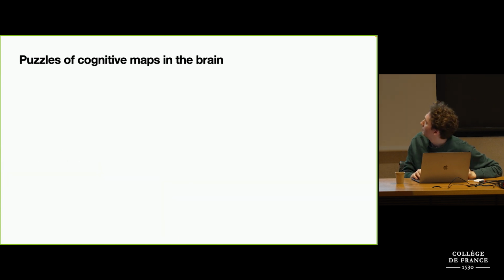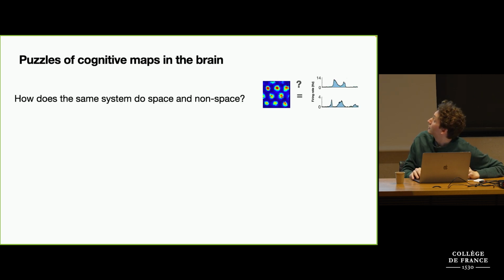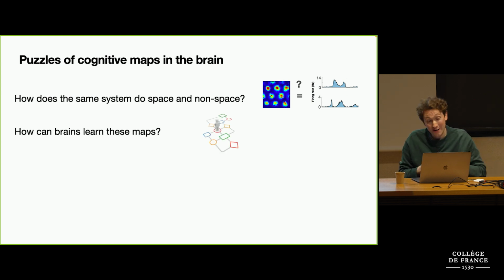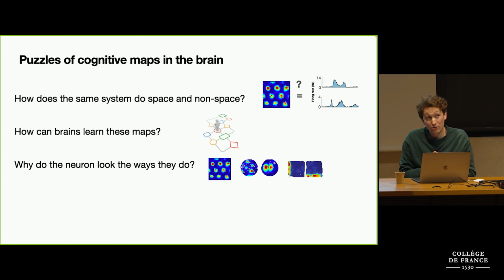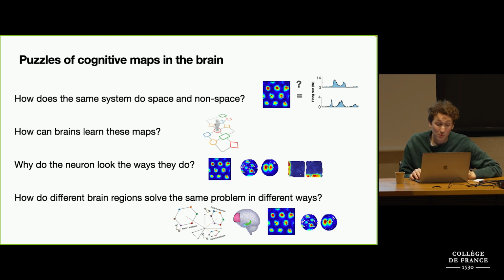So I'm just going to summarize these puzzles that we're going to try to understand today. The first one is, how does the same system do space and non-space? How can brains actually go about learning these maps? Why do these neurons look the way they do? And lastly, how do we have two different brain regions that solve the same problem but in different ways? So we're really trying to understand the neural mechanisms of how these cognitive maps take place.